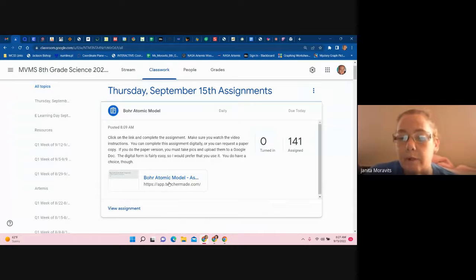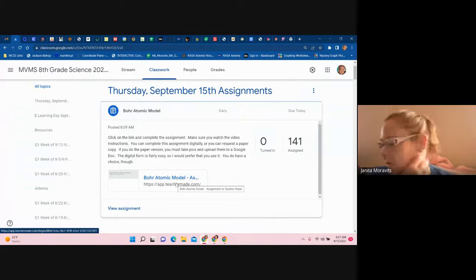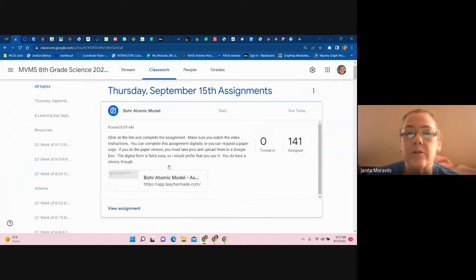Again, I would really prefer that you do this on the digital form. What you could do is, if you really wanted to do it on paper, then you could go back in and type your numbers and things on the other one if you wanted to do it that way. You do have a choice. I would really prefer the digital, but it's okay if you do it on paper and take pictures.